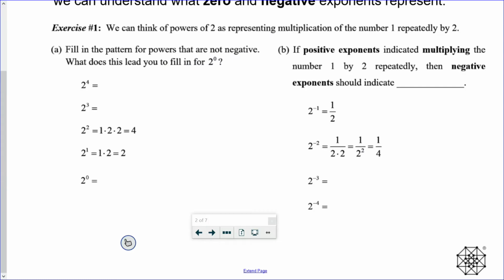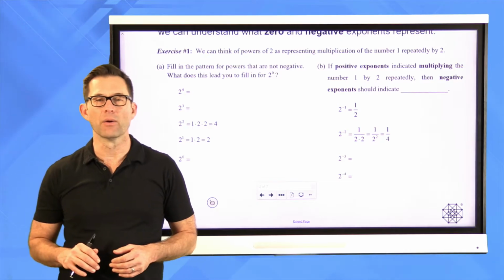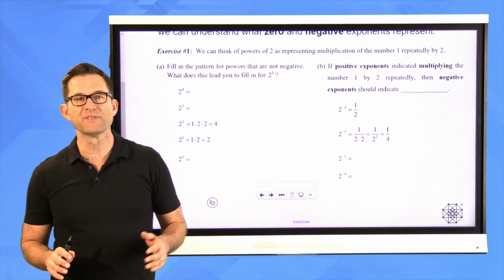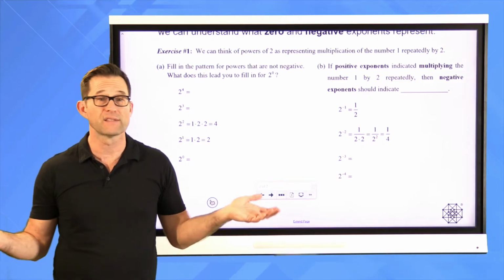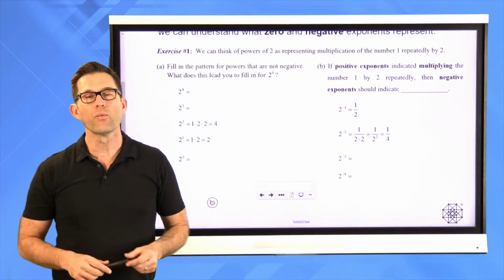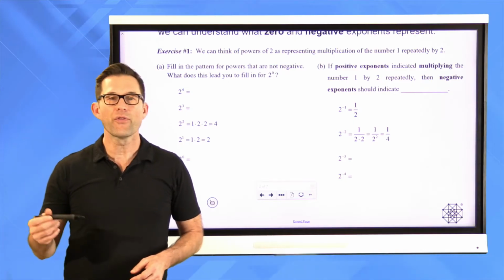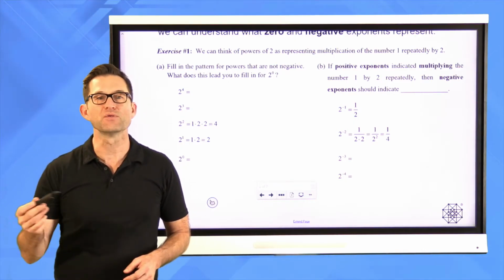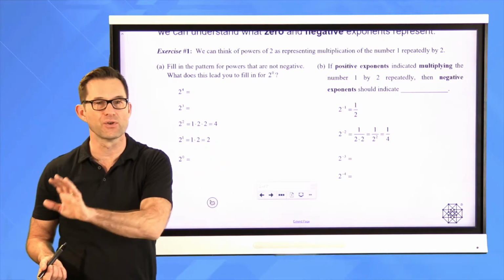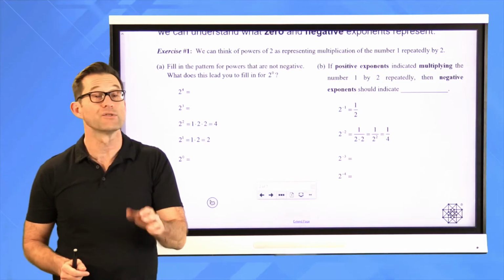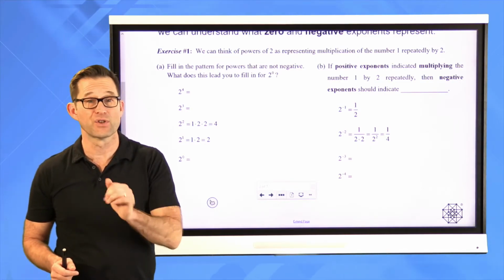Exercise 1. We can think of powers of 2 as representing multiplication of the number 1 repeatedly by 2. Now, let's talk about that a little bit, because most of the time when people see something like 2 to the third, they think of that as 2 times 2 times 2. That's fine. That's equal to 8. But really, at its essence, 2 to the third is actually 1 times 2 times 2 times 2. We want to think about the number 2, strangely enough, as being 1 times 2, okay?